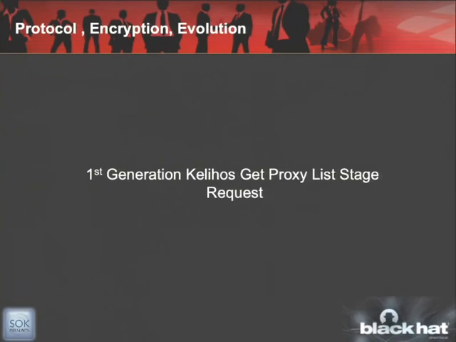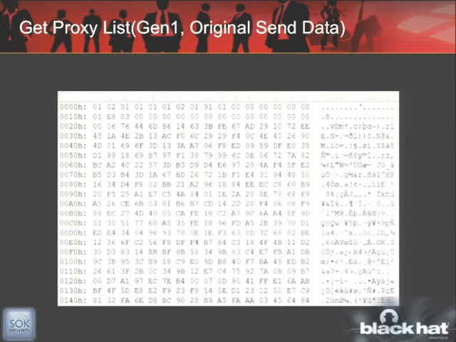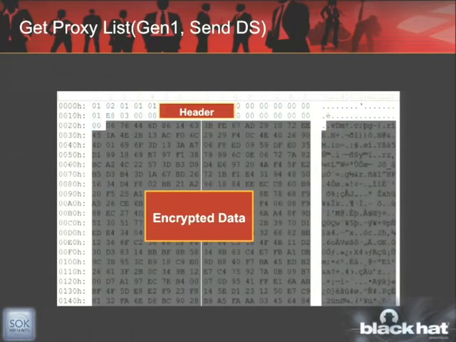So let's start from the very first generation of the Kelihos. From stage 1, get the process list. So here is the original data the bot sent to the process nodes. You can see on the first couple of lines, there are all zeros. So we can actually divide it into two parts. The first part is the header. The next part is obviously encrypted data. We cannot see any clear text in it.